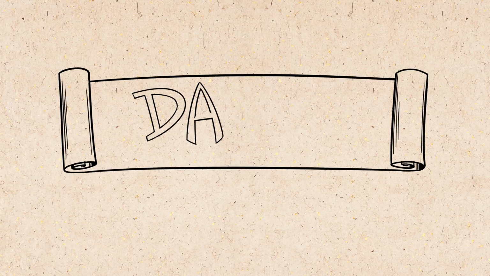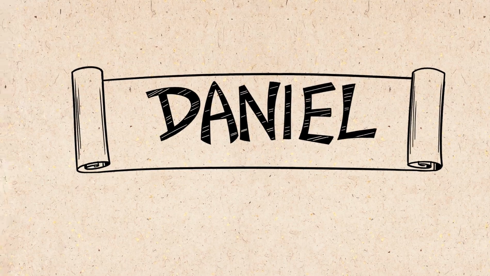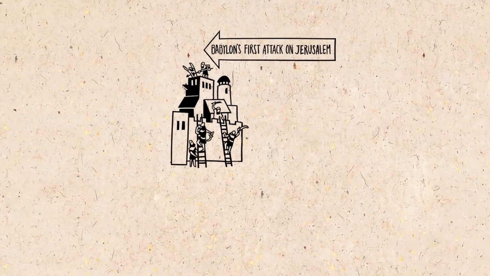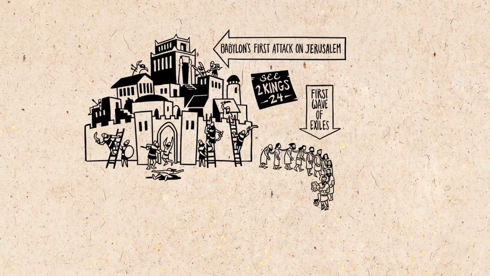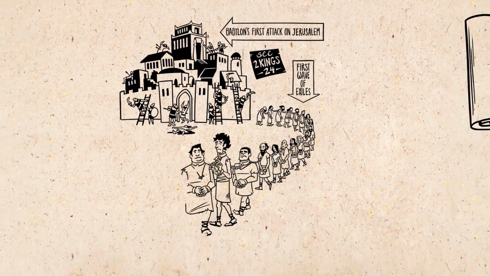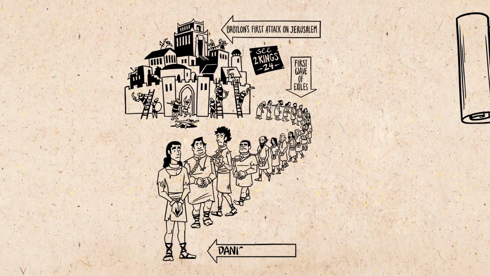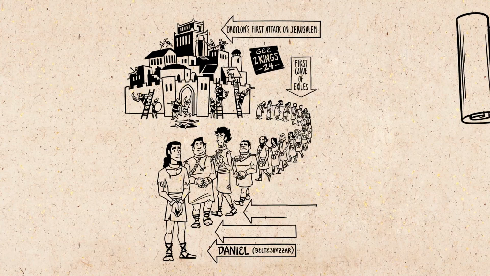The Book of Daniel. The story is set right after Babylon's first attack on Jerusalem, when they had plundered the city and its temple and taken a wave of Israelites into exile. Among them were 4 men from the royal family of David: Daniel, who's later named Belteshazzar, and his 3 friends, who you probably know by their Babylonian names, Shadrach, Meshach, and Abednego. This book tells of their struggles to maintain hope in the land of their conquerors.